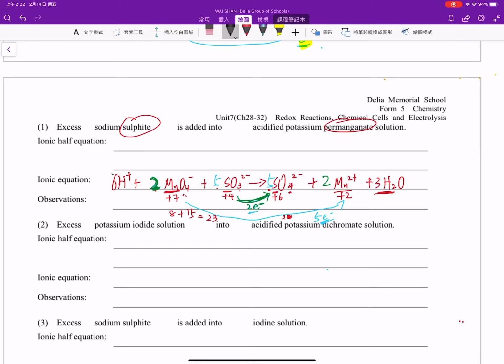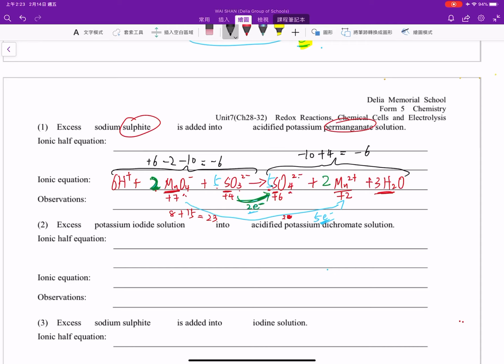And finished? No, check the charge. 6 plus -2 minus 10, which is -6, and then here 2 times -5 is -10 plus 4 is -6. Okay, done. You have done it correctly.